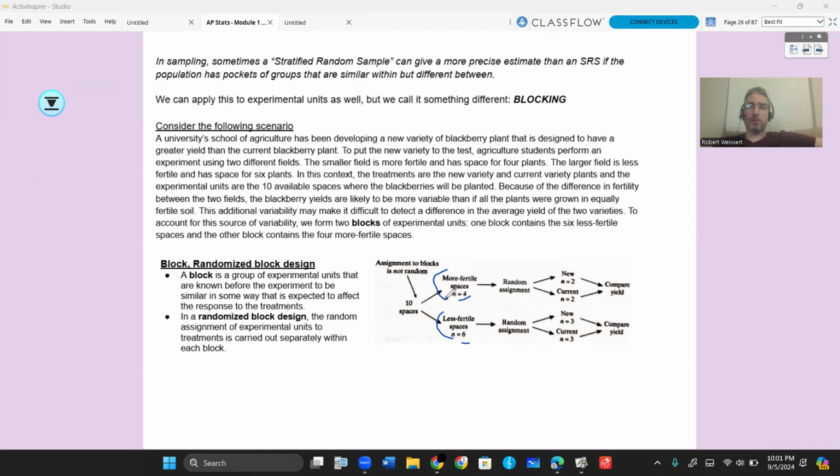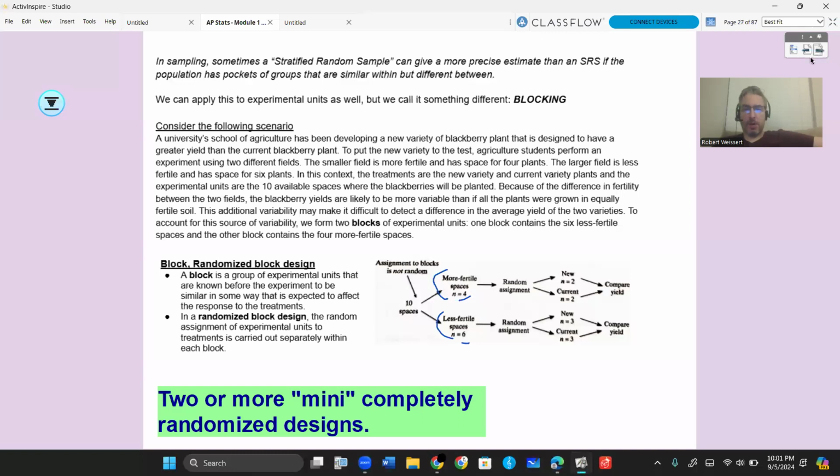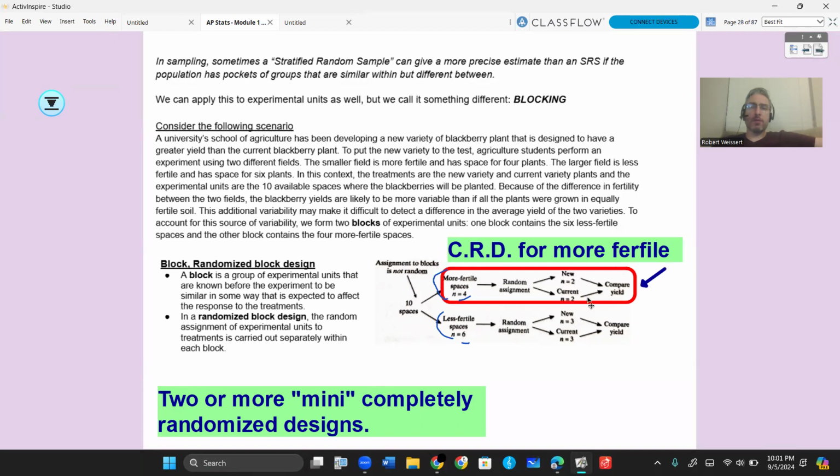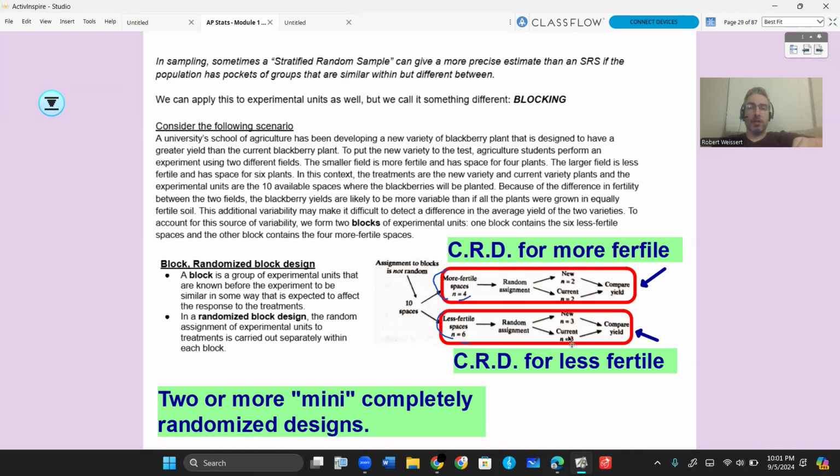Now what happens is we do a little mini completely randomized design for each one. So think about it like this right here. This top one is going to be a completely randomized design just for the more fertile ones. And you can notice that we're going to randomly assign them to the new and current treatment. And the same thing for the less fertile ones. We're going to randomly assign those 6 to the new and the current treatment and compare the yields within each block. So you have like 2 little small, completely randomized designs.